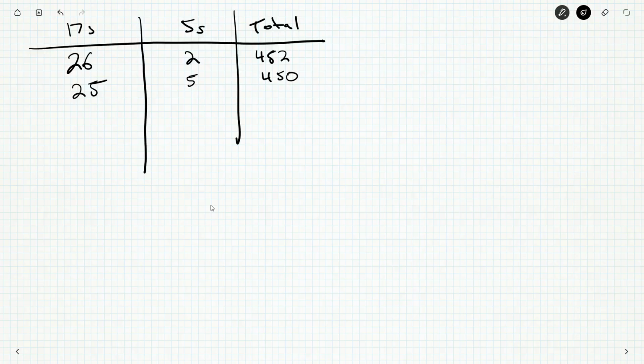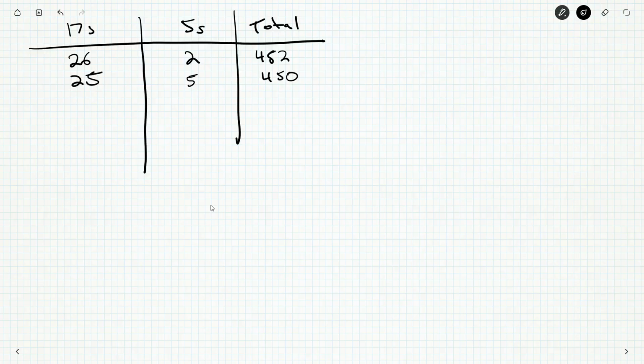So is 17s the way to go about doing this? Do I want to go down to 24, or do I want to instead maybe focus on the 5s? I think I'm going to instead focus on the... Actually, we'll keep this, because this might be useful information. But instead I'm going to say, well, how many 5s do I need?